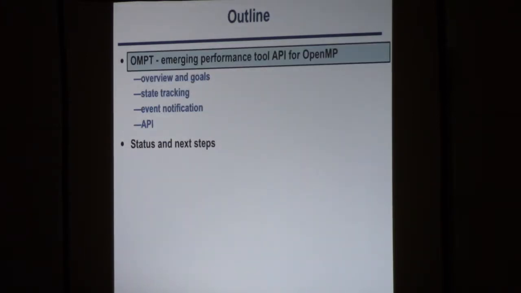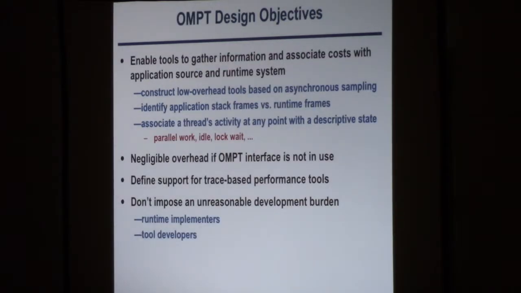So let me tell you a little bit about OMPT, and then I'll finish up with some status and next steps, and then time permitting I can show a little demo of what the tool looks like using the OMPT interface. The design objectives for the OMPT interface are to enable tools to gather information and associate costs with both the application source code and also with the runtime system. So we want to be able to profile and attribute costs to the runtime system as well. It's not just useful for application developers, but it's also useful for all the guys sitting here at the table who might be working on the implementation of these things as well.